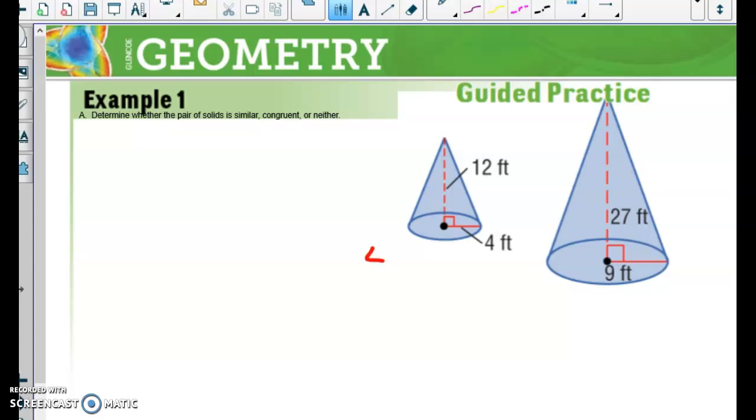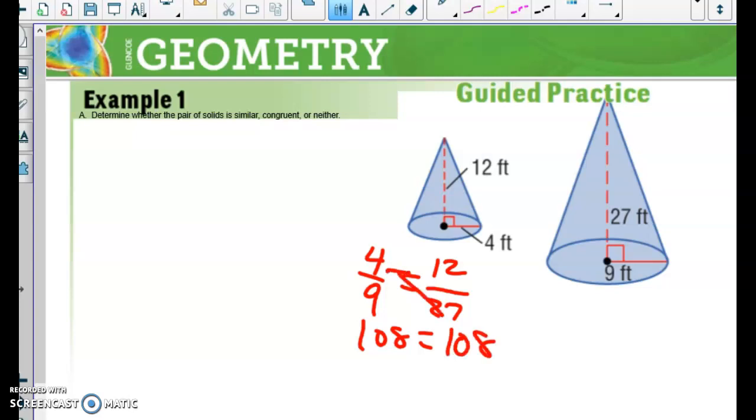On this one, let's check to see if they are similar. And so I would say that 4 is to 9 as 12 is to 27. If I do my cross products here, I get 108 equals 9 times 12 equals 108. So when I do the cross products and they come out to the same number, then they are similar. So if they are similar, then we know that this proportionality will work. So we're going to say that these are similar.